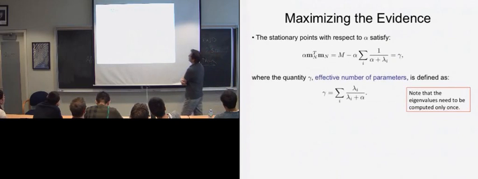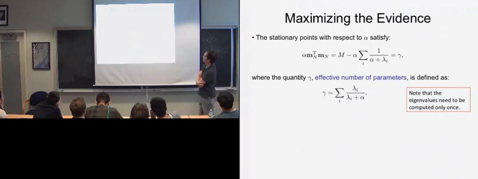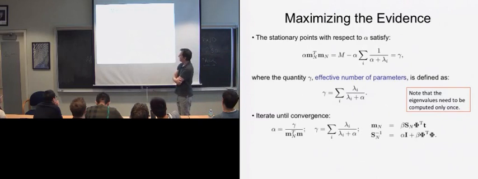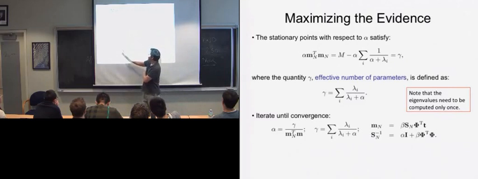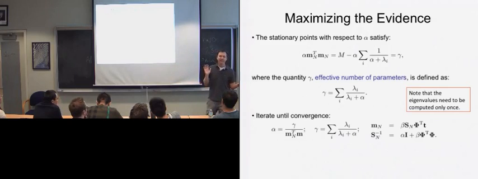Now, the stationary point with respect to alpha satisfies this, where gamma is defined as the effective number of parameters. One thing to note here is that these eigenvalues only need to be computed once. You don't need to do these computations over and over again. It's just the eigenvalues of the covariance matrix. So then you basically iterate. You compute alpha, you compute gamma, you re-estimate these terms which are dependent on alpha, you recompute alpha, you recompute gamma, and so forth. And you can show that you converge. Effectively, what you're doing is gradient descent in the alpha space. In this case, it's a coordinate descent.